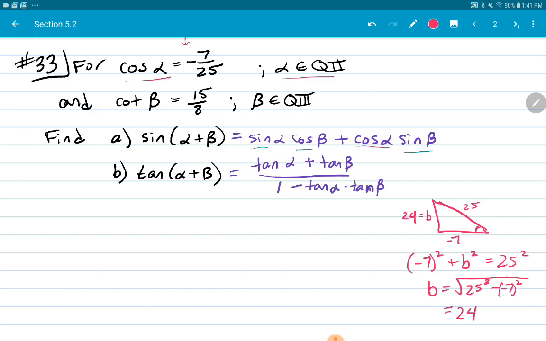So now I can find everything I need about alpha. I already have cosine of alpha equals -7/25, but I'll go ahead and copy it down so I have it. And I now have sine of alpha equals 24/25. That's positive. And we can also see tangent of alpha is the opposite over adjacent, which is -24/7.